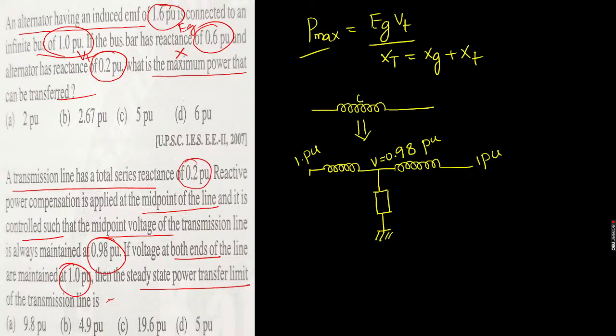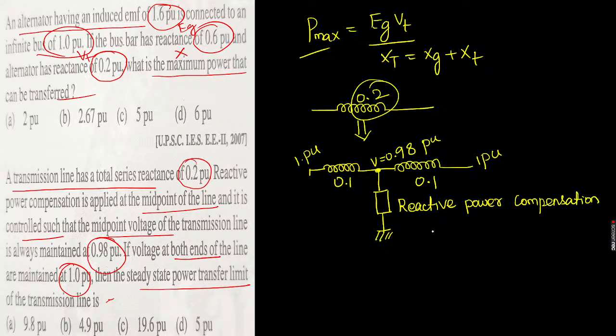Initially, they told this total reactance offered by the transmission line is 0.2. When we are breaking it exactly in the middle and you do reactive power compensation, then the reactance is broken into 0.1 and 0.1. The total reactance is broken in two, and at the midpoint you can provide reactive power compensation. That is the given data.